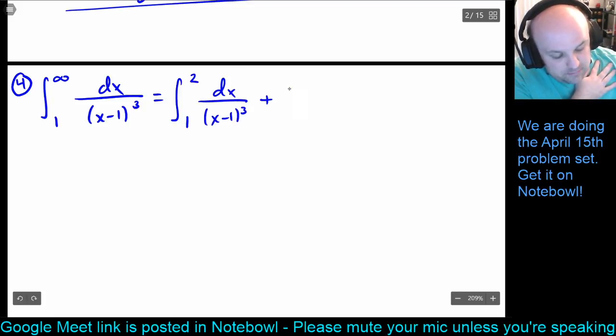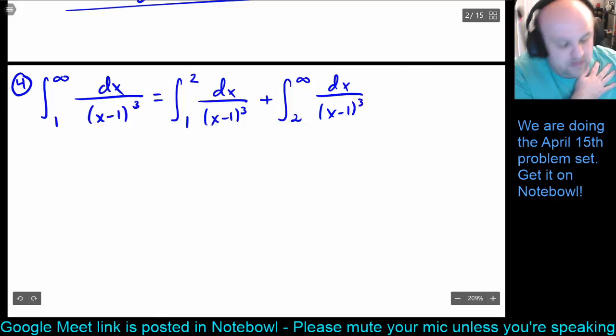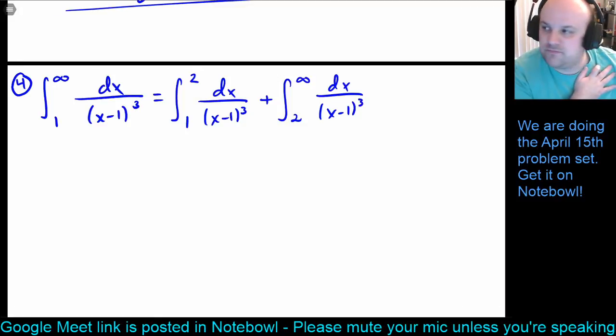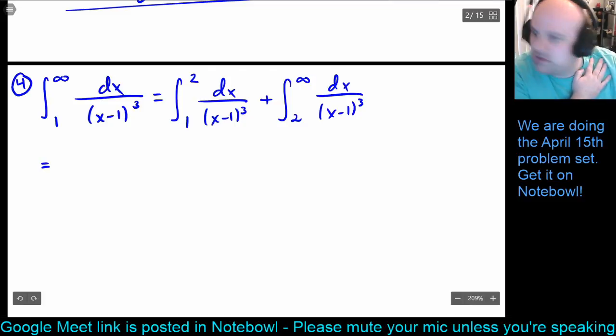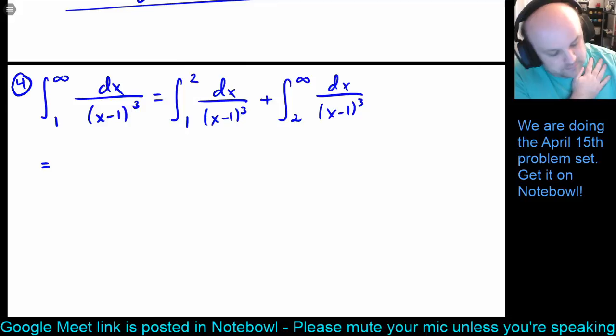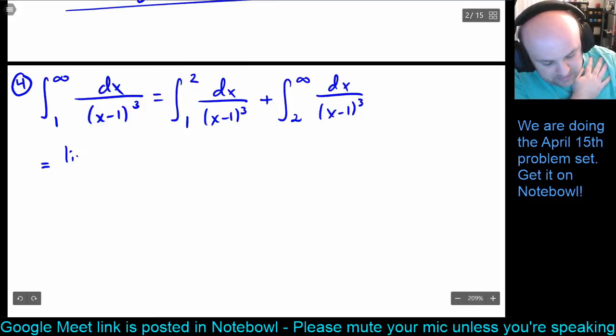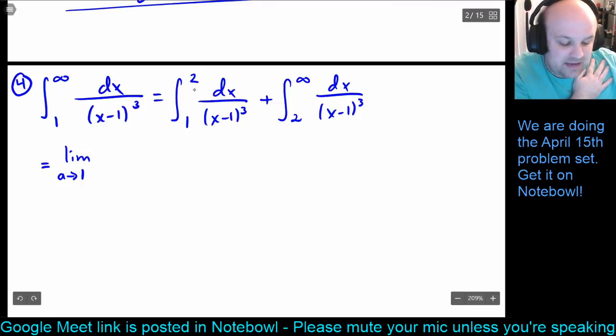Right? And then plus 2 to infinity. Right? So now each of these integrals only have one problem. And now we can use our usual technique here. Okay? So this one here, we're going to do limit as a goes to 1. And in this case, we have to approach from the right side. Right? Always important to keep that in mind.